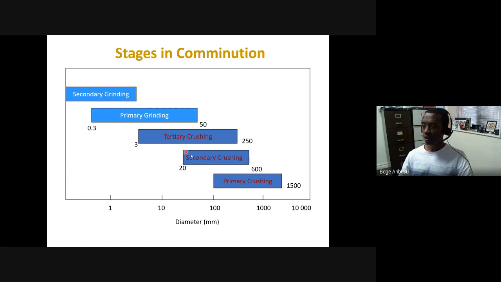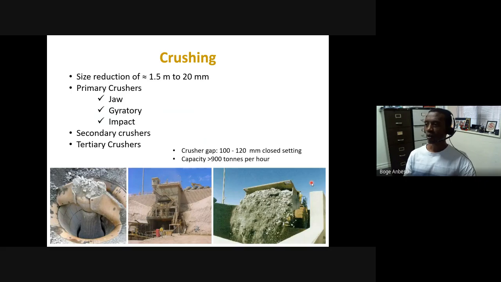If you're using secondary, tertiary crushers, maybe the target will be somewhere, usually around 50 millimeters. That is your product from a crusher. This can now go into a primary grinding mill for grinding and produce particles as required. So this is, again, a rough guide, can be varied depending on what's going on.